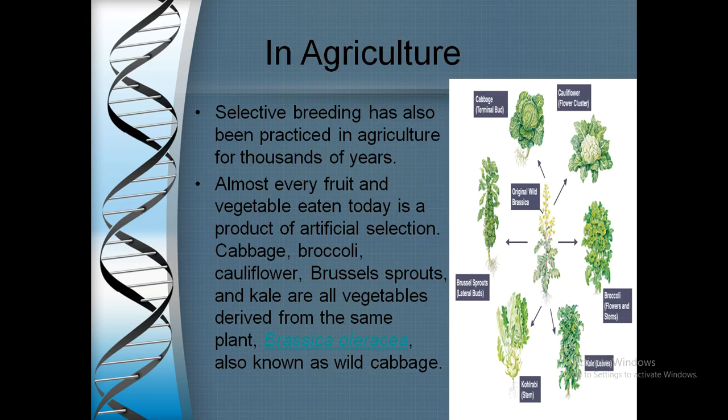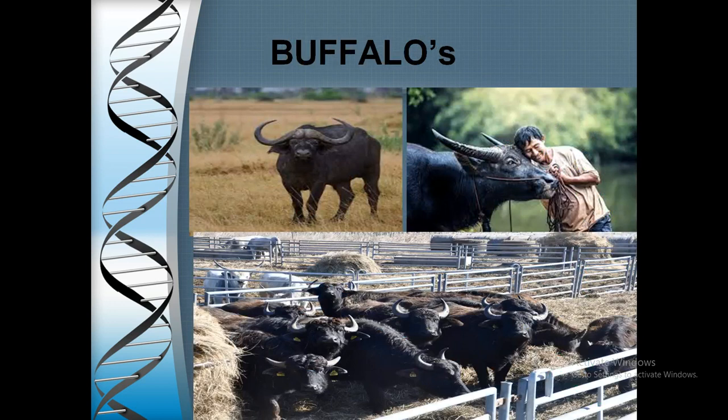In agriculture, selective breeding has been practiced for thousands of years. Almost every fruit and vegetable eaten today is a product of artificial selection. Cabbage, broccoli, cauliflower, Brussels sprouts, and kale are all vegetables derived from the same plant, Brassica oleracea, also known as the wild cabbage. In the picture you can see that.